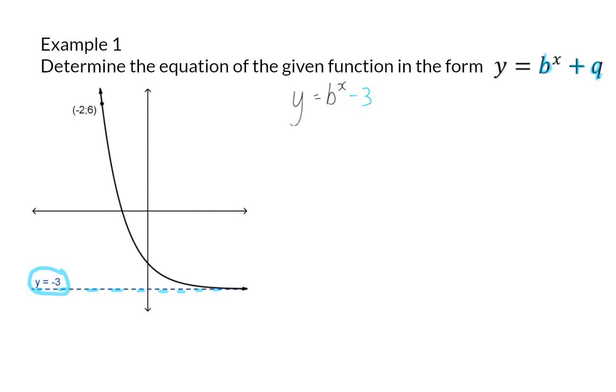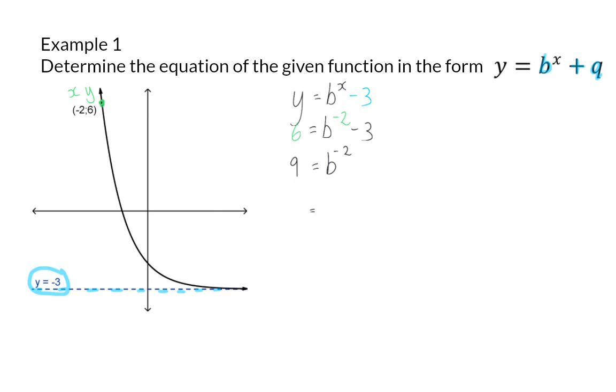To determine the b value, you will realize that there's another coordinate given on this graph with an x and a y value that we can substitute. So if I now substitute y with 6 and x with minus 2, I can solve b. Now I will add the 3 on the left hand side, and then I need to solve b by getting rid of the minus 2 in the exponent.